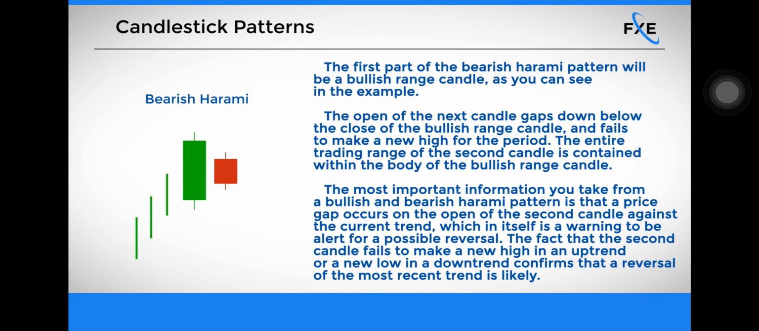The most important information you take from a bullish and bearish Harami pattern is that a price gap occurs on the open of the second candle against the current trend, which in itself is a warning to be alert for a possible reversal. The fact that the second candle fails to make a new high in an uptrend or a new low in a downtrend confirms that the reversal of the most recent trend is likely. Let's now take a look at Harami patterns in action.